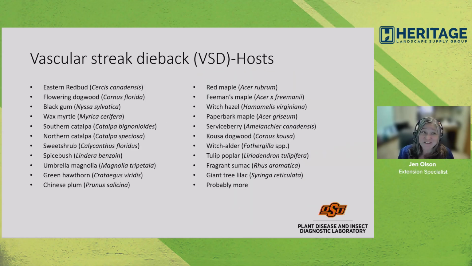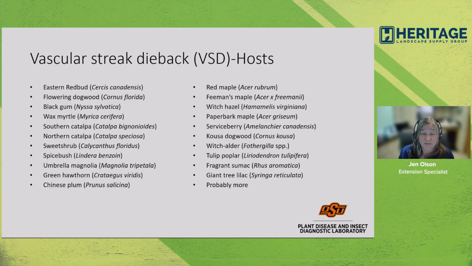The host range of vascular streak dieback just continues to grow. You can Google this for yourself if you need to refer back to what these hosts are. Eastern redbud definitely seems to be the most severely affected, but maples, lilacs, dogwoods are also affected. And this host range is likely to just continue to grow as it is now moving out of nurseries and into landscapes.